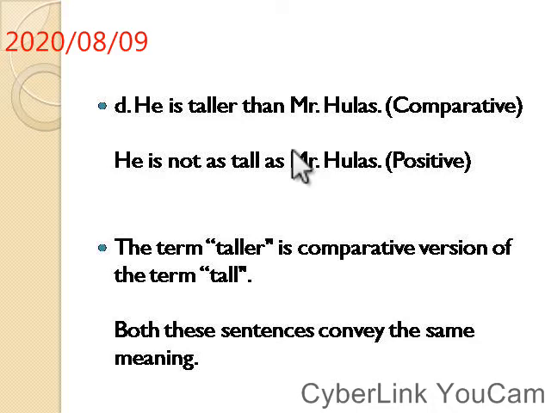He is taller than Mr. Hulas. Tall, taller. Tall is positive degree, taller is comparative degree. He is not as tall as Mr. Hulas. He is taller than Mr. Hulas, comparative degree. He is not as tall as Mr. Hulas, positive degree. It should be: Mr. Hulas is not as tall as him. Okay.